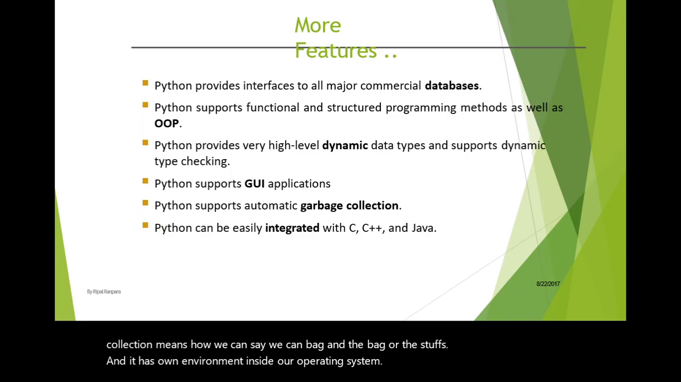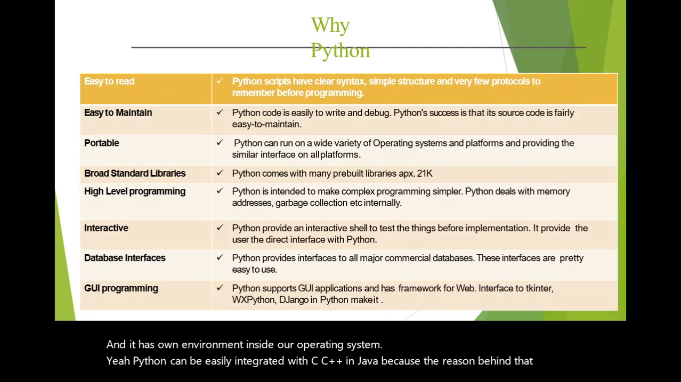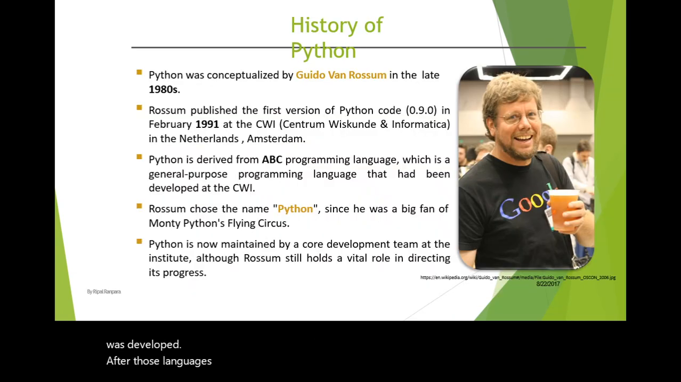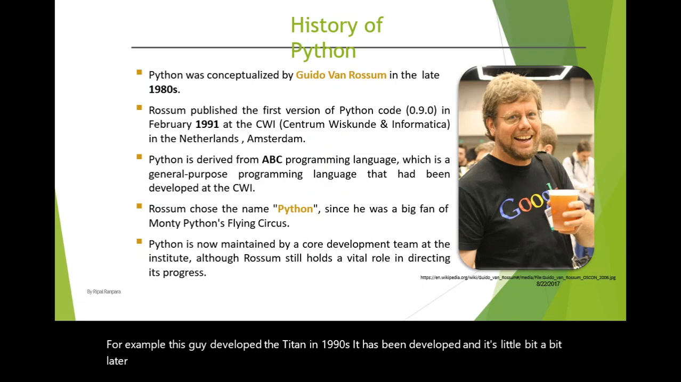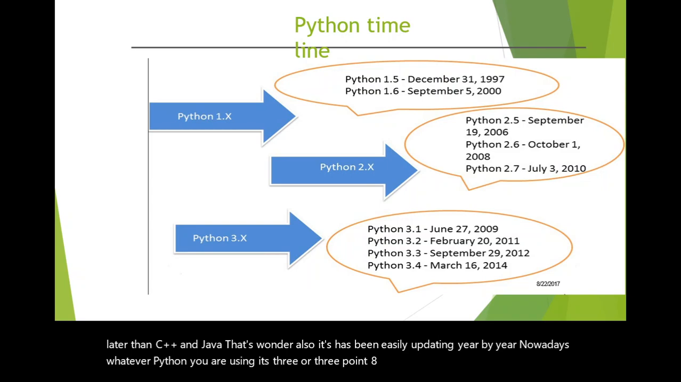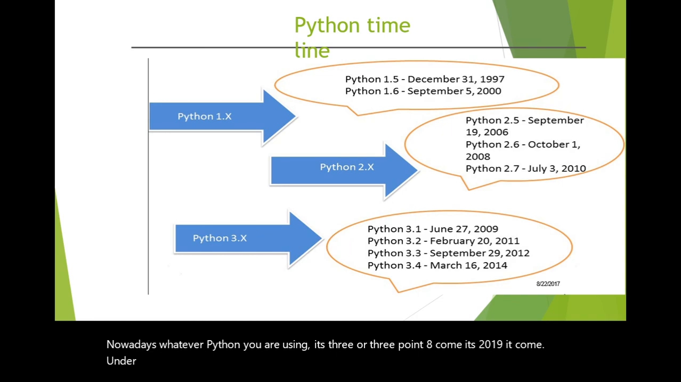Python can be easily integrated with C, C++ and Java, because Python was developed after those languages. This guy developed Python in the 1990s, a bit later than C++ and Java. That's why, and also it has been easily updating year by year. Nowadays, the Python you are using is 3.8, which came out in 2019, and it's so amazing.